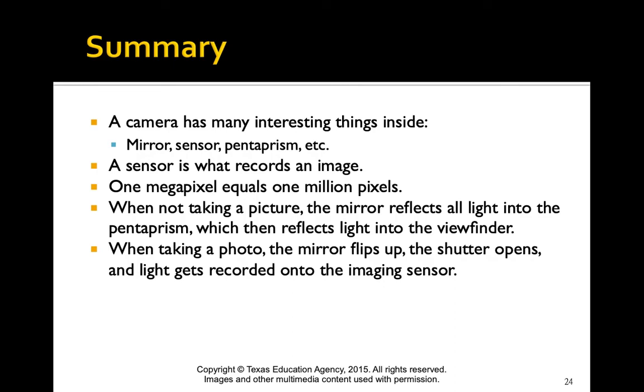So some summary items. A camera has many interesting things: mirror, sensor, pentaprism, some of those other things. You'll need to know where they are, and it's basically going to be just that graph that I showed you. A sensor is what records an image. 1 megapixel equals 1 million pixels. When not taking a picture, the mirror reflects all the light to the pentaprism, which then reflects the light to the viewfinder. But when you take that photo, the mirror moves up, the shutter opens for however long you've determined, and the light gets into the sensor.